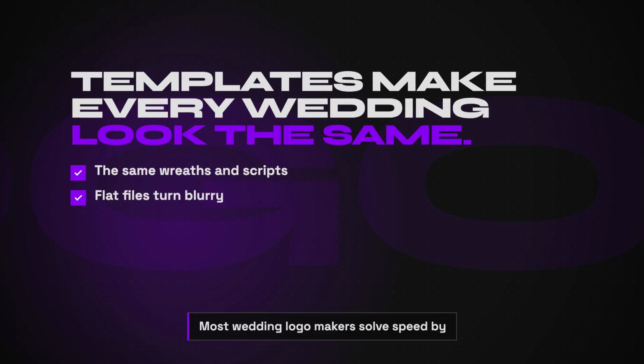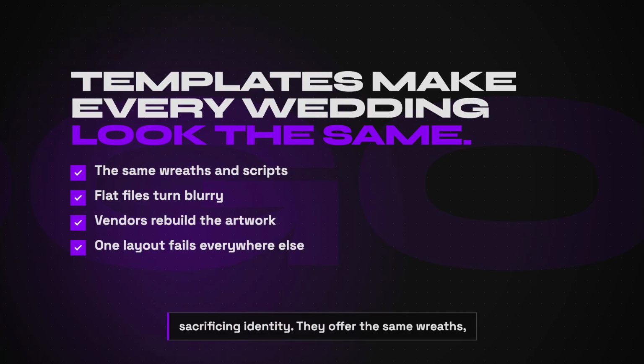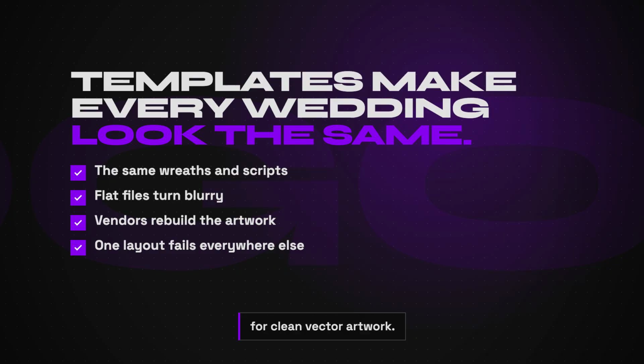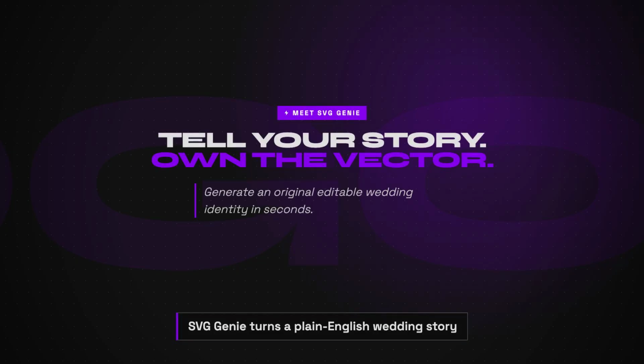Most wedding logo makers solve speed by sacrificing identity. They offer the same wreaths, scripts, rings, and floral frames to thousands of couples, then export a small flat image. The result breaks when a stationer needs another color, a sign maker needs a larger file, or a vendor asks for clean vector artwork. SVG Genie turns a plain English wedding story into editable SVG artwork.